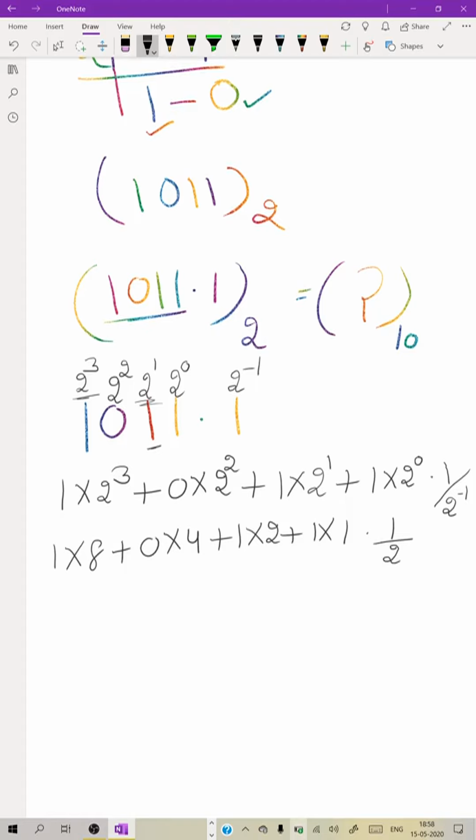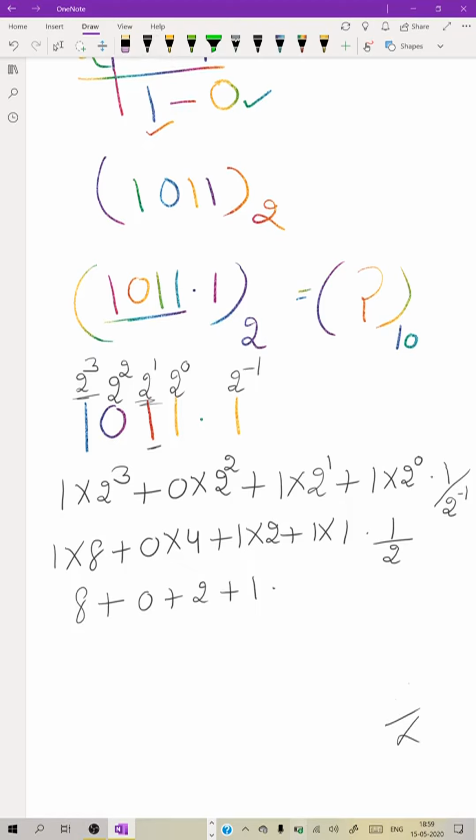Clear? So 8 plus 4 plus 2 plus 1 plus. Now you can divide 1 by 2. So you can write here 1, then divide it by 2. So your value is 0.5. So my answer is 0.5.